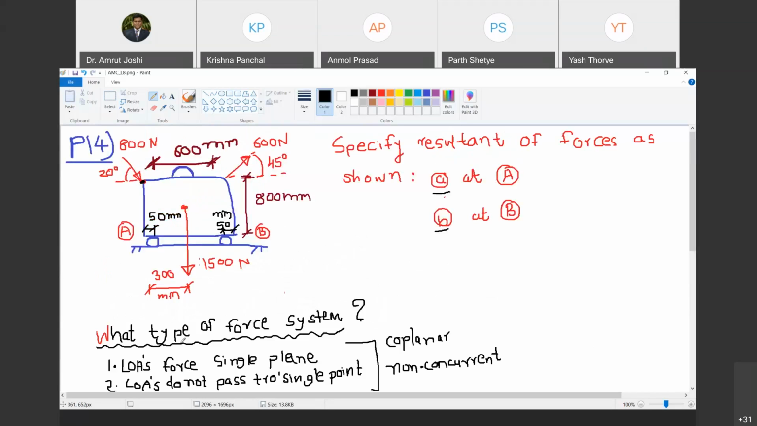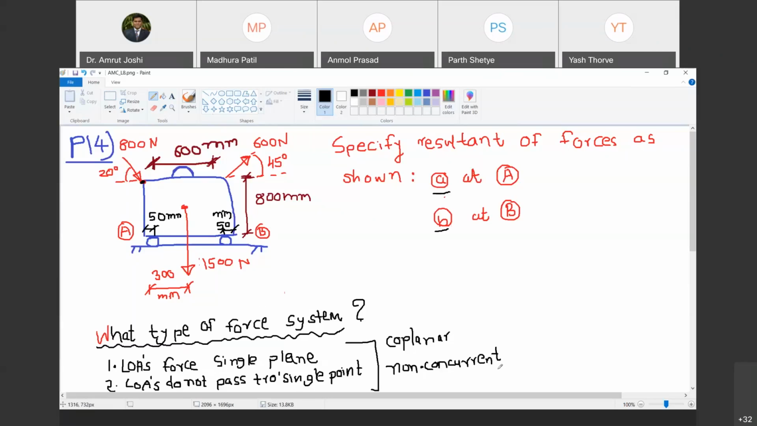Madhura? Yes, sir. They are the forces whose lines of action pass through a single point. Is it required that the system should be coplanar for it to be concurrent? No, sir. Even if the system is not coplanar, the lines of action of all forces can pass through a single point, and then we call it a concurrent force system. I hope everybody is clear now. So what is the categorization of this force system? It is a coplanar but non-concurrent force system.